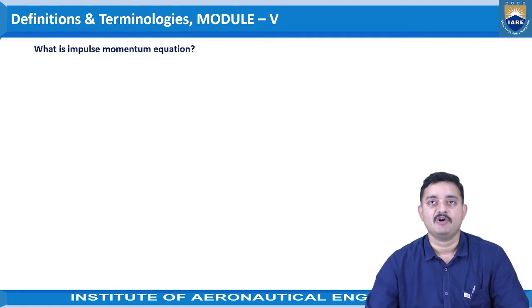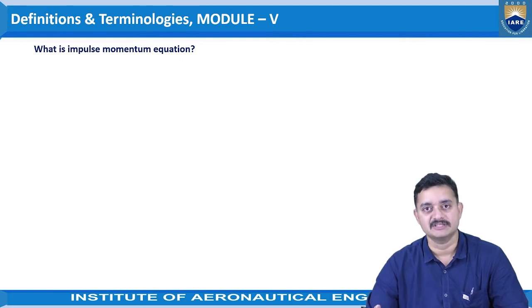Next one is, what is the impulse momentum equation? We all know that momentum is the term considered with the quantity of matter and the velocity with which the object moves. So the quantity of matter of the object and the velocity involved in the system are taken into consideration, and the product of these two terms, that is mass and velocity, would be the momentum.